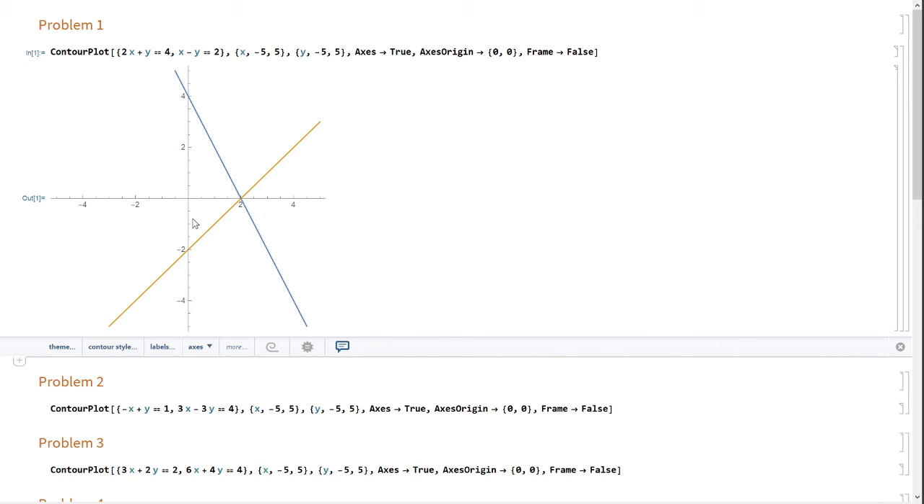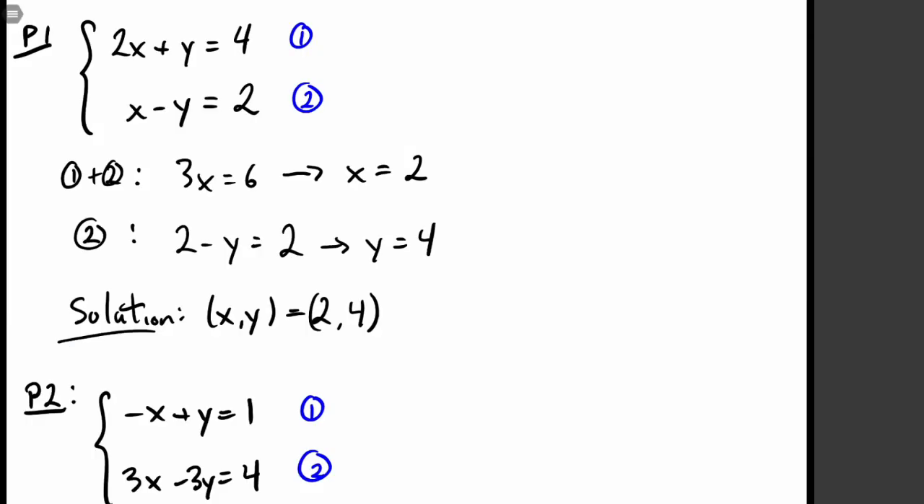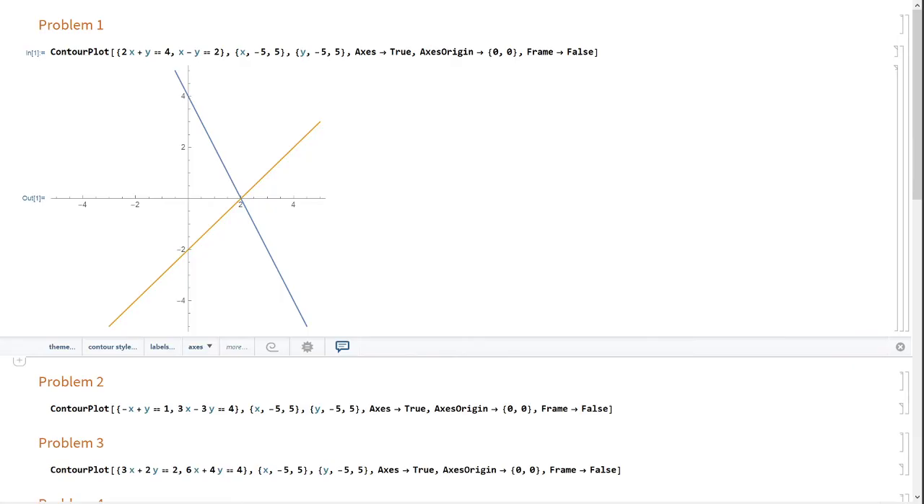Let's see. Did I miscalculate something? I sure did. So hopefully some of you caught this. I completely solved this wrong. This should be a 0 here, so this should also be a 0. 2 minus y equals 2, so y should probably be 0. Alright, sorry about that. So let's pull this back up. Here's our solution, (2, 0). So it's where these two lines cross.